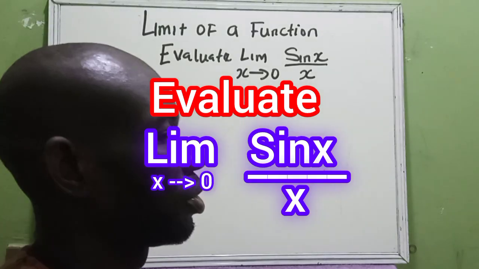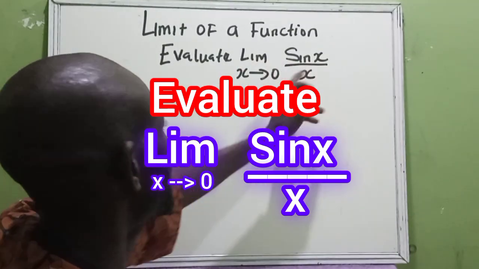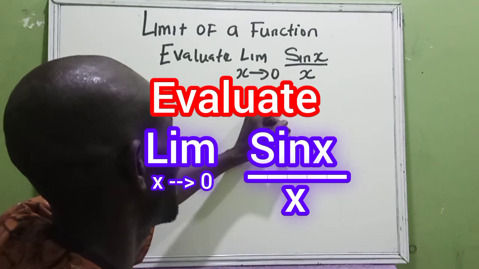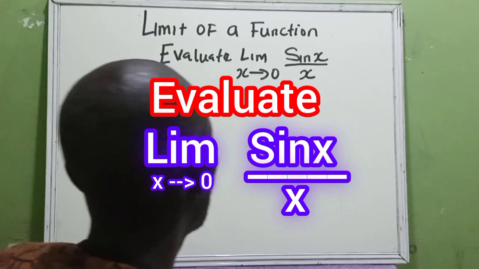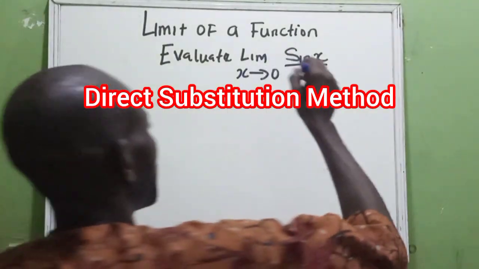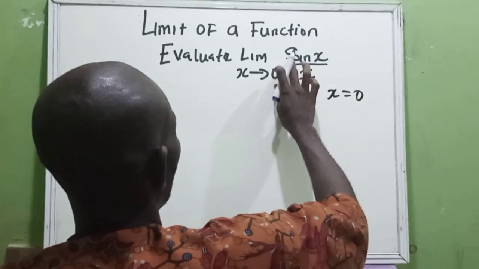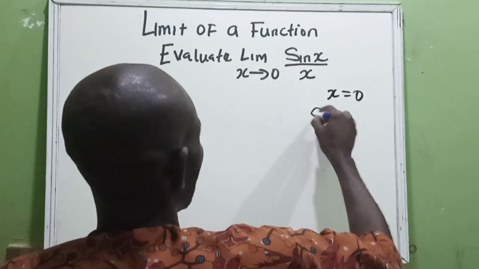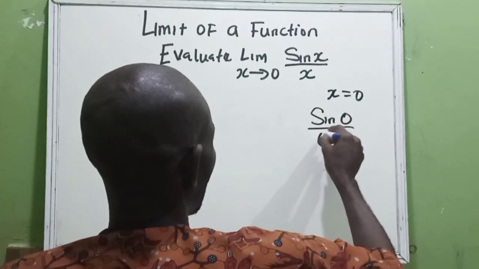Let's solve this question on the board. The question says we should evaluate the limit of sine x all over x as x tends to 0. Remember, I told you the golden rule: we must use the substitution method first. So since our x is equal to 0, we're going to put the value of x into this function by saying sine 0 all over 0.